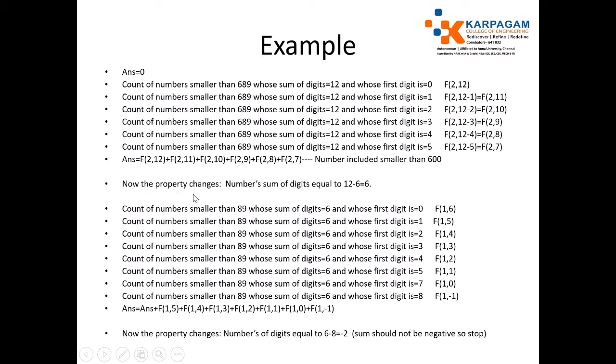Now the property changes because we are ignoring the first digit and moving to the second digit. The count of numbers with sum of digits equal to 12 minus 6, equal to 6, because we have processed up to 600. Now we need to take care of the other two digits. When you subtract the MSB value in 689, which is 6, from 12, you get 6. Now we can find the count of numbers smaller than 89 whose sum of digits equals 6 and whose first digit is 0.